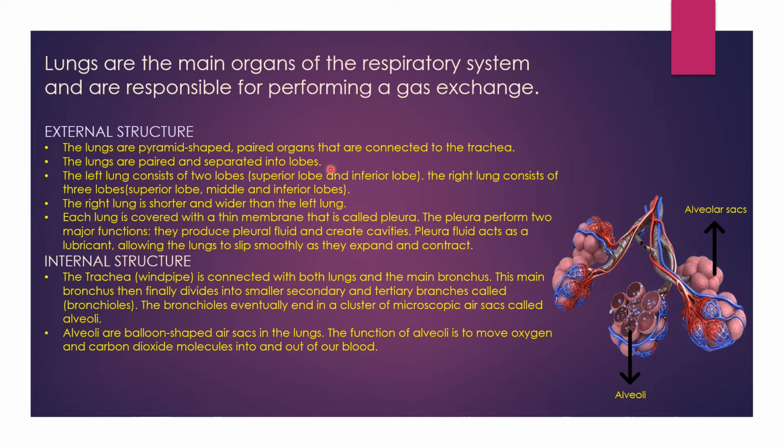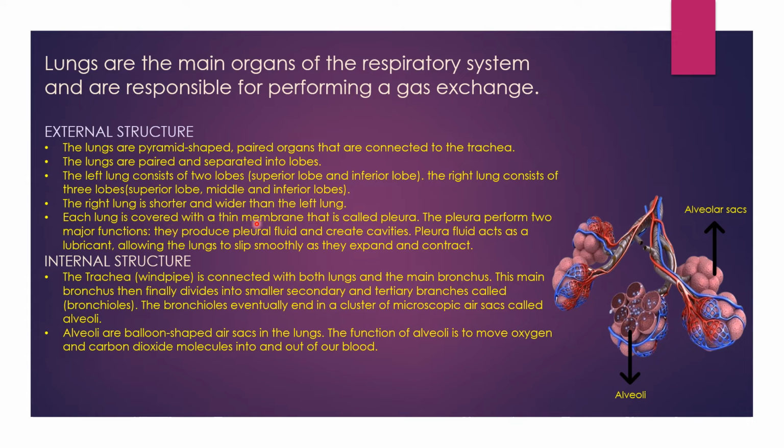I told you that each lung, right lung and left lung, both are divided into lobes. The left lung consists of two lobes, that is superior lobe and inferior lobe. The right lung consists of three lobes, superior lobe, middle lobe and inferior lobe. The right lung is shorter and wider than the left lung. Right lung is always shorter and wider than the left lung.